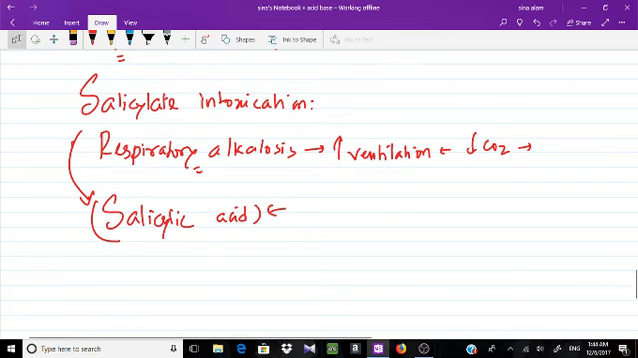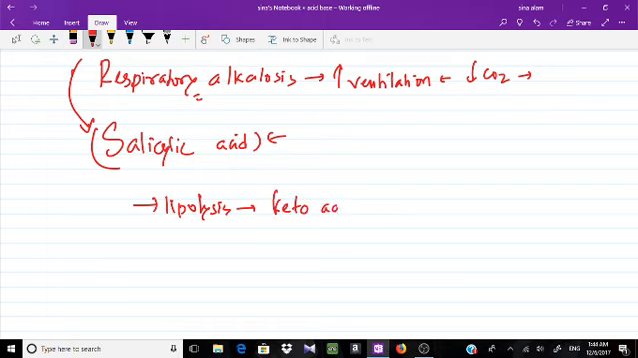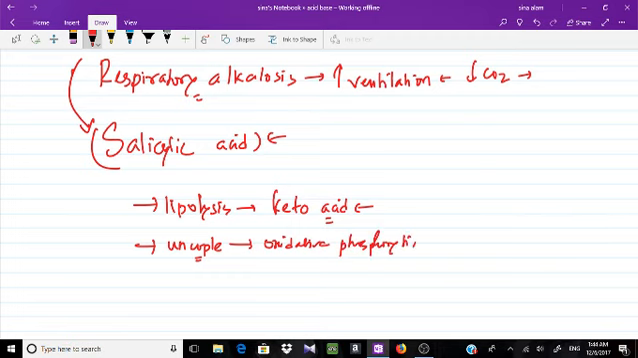Also, other than its own acidotic function, salicylic acid increases lipolysis. When it increases lipolysis, there will be ketoacid production from fat breakdown, and that is another acid product. Also, salicylate uncouples the oxidative phosphorylation. I hope you know this oxidative phosphorylation happens in the inner mitochondrial membrane to produce energy, right?